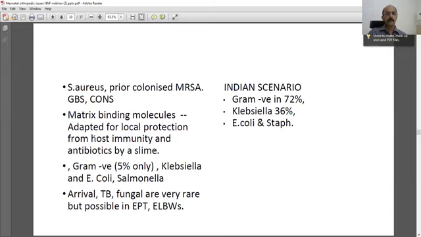And matrix binding molecules, which are there in staphylococci, are the important binding regions, and they protect them. They create a local slime which prevents them from getting affected by the host immunity.